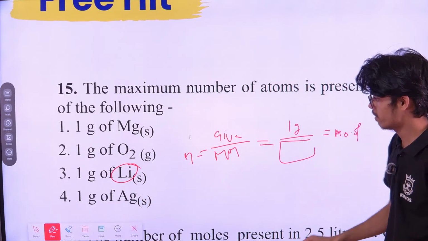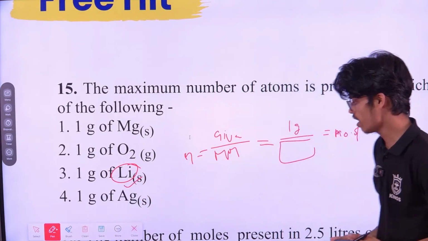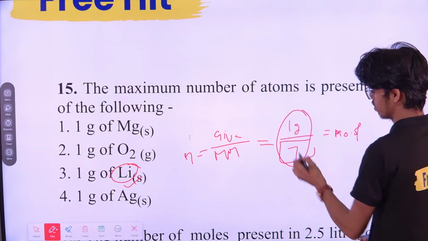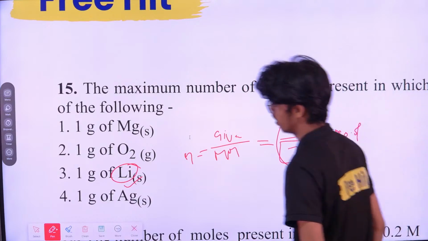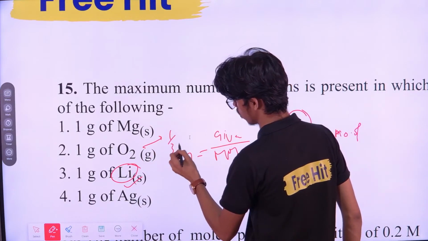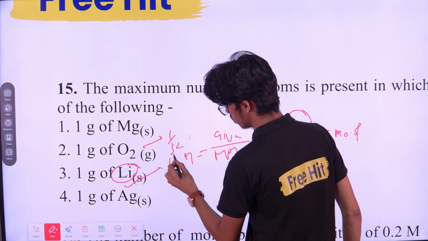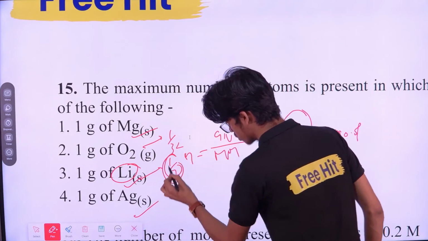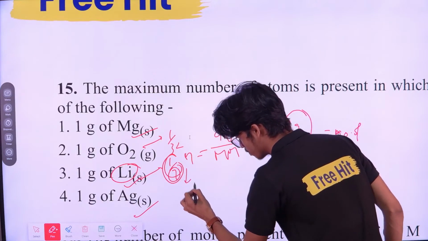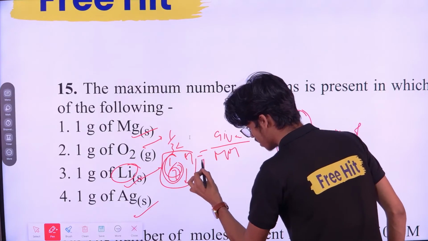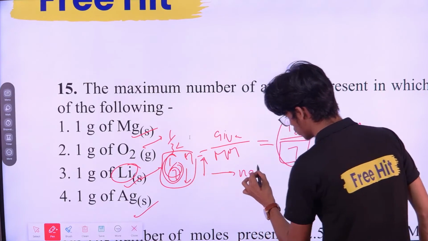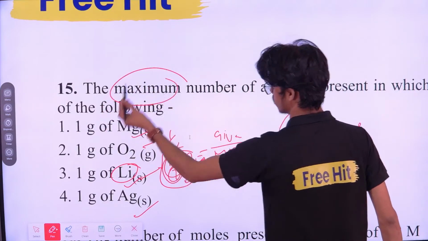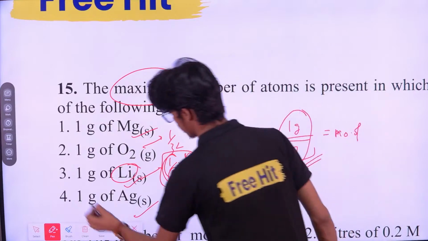Then the least molecular weight will be lithium. Why? Because the mass of lithium is 7, right? So 1 by 7 is the highest number among these. For O2 it is 1 by 32. Got it? It is 1 by 7. The mass is the same, but because the denominator is least, the result is the highest. So the highest number of moles, and so the highest number of particles. That's it. So this was option number 3.